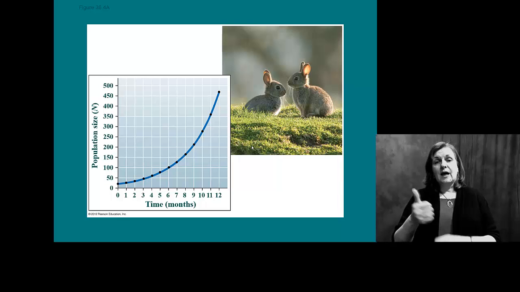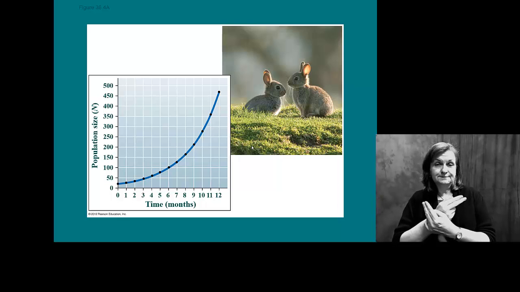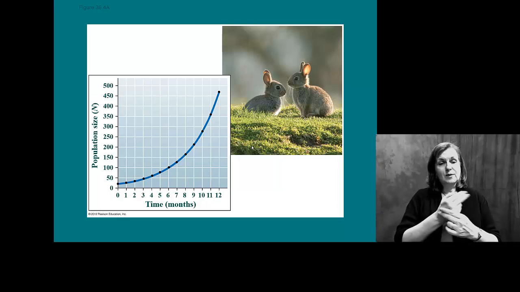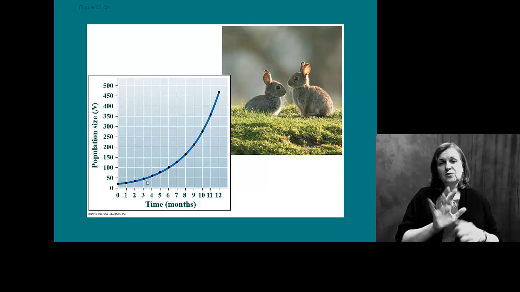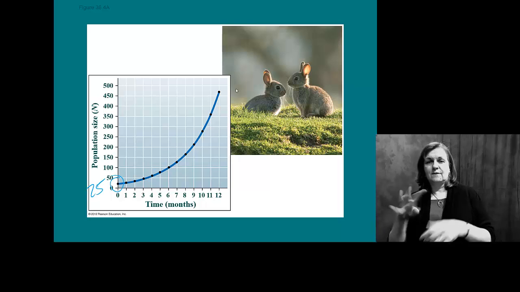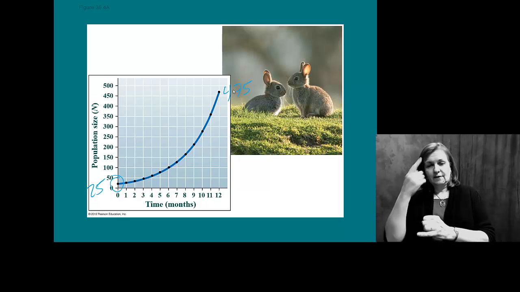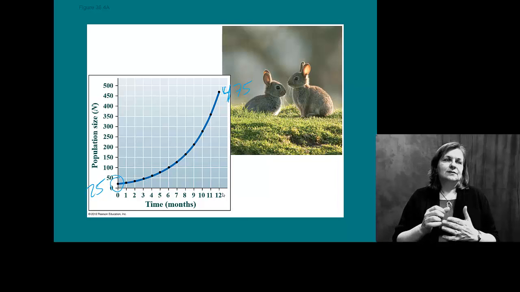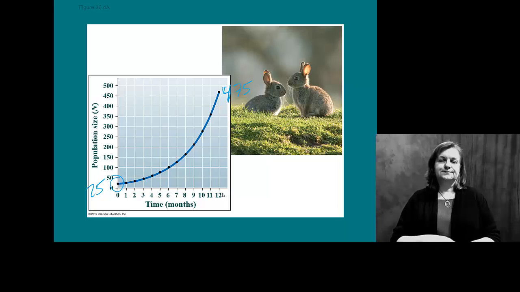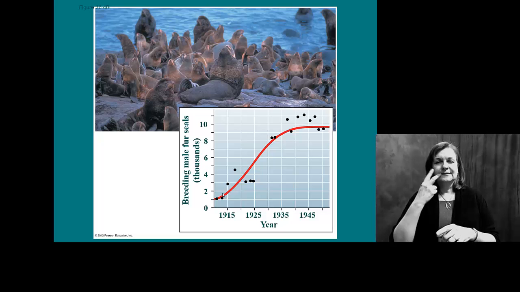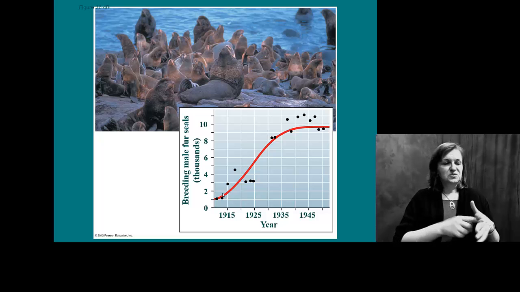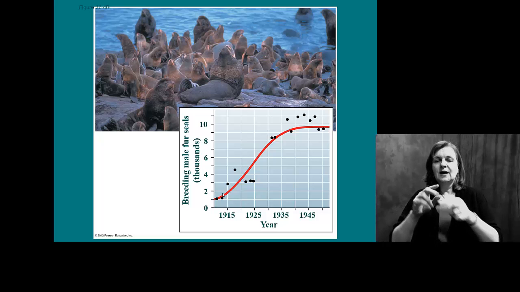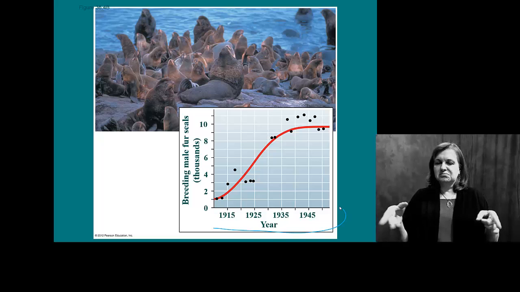We see exponential growth in other organisms as well, things like rabbits. The exponential growth in rabbits, we look at the population increasing from about 25 individuals to 475 individuals over the course of 12 months. These are huge growth patterns, right? We also see the same sort of pattern in breeding fur seals, increases from about 1,000. Now this is over a much longer period, right?